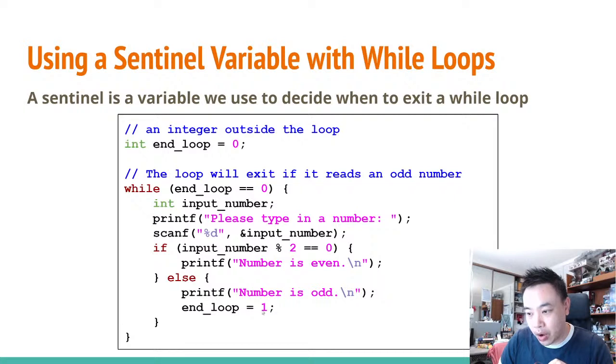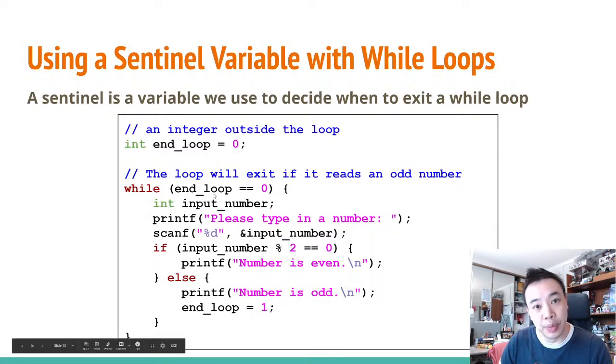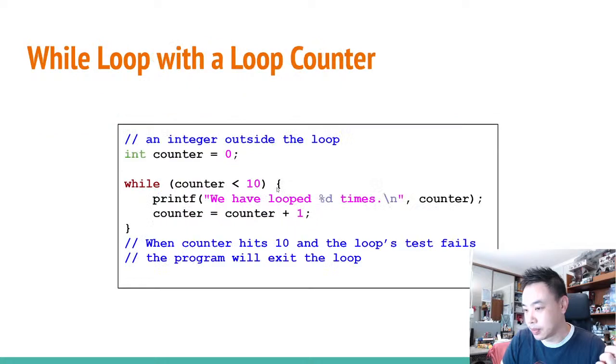So when we get an odd number, we change this variable, right? And if we change the variable that's being checked in the while loop, then that might change how the while loop's going to behave. In the same way that in this one, we kept changing this variable until we hit the condition where it wasn't going to equate to true, and then the while loop won't run.